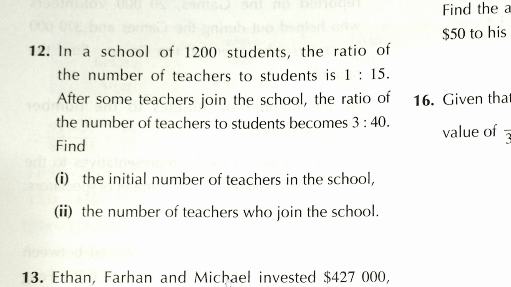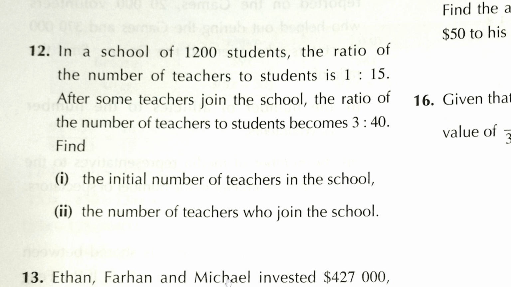We don't know exactly the number of teachers. We will consider the number of teachers equals x. So the number of students is 1200. We solve it using the ratio x ratio 1200, because x becomes the number of teachers. First we will find the number of teachers, that is the value of x, and after that he is saying that after some teachers join the school, the ratio of number of teachers to students becomes 3 ratio 40.